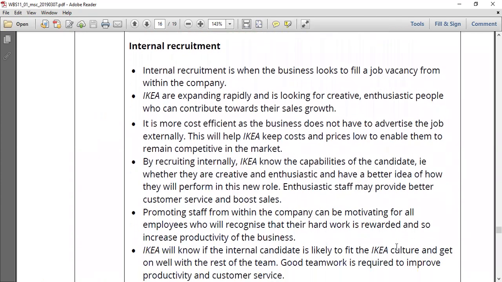Internal recruitment is when the business looks to fill the job vacancy from within the company. That's the internal recruitment definition. Then the advantage: you can see IKEA is expanding rapidly and is looking for creative, enthusiastic people.